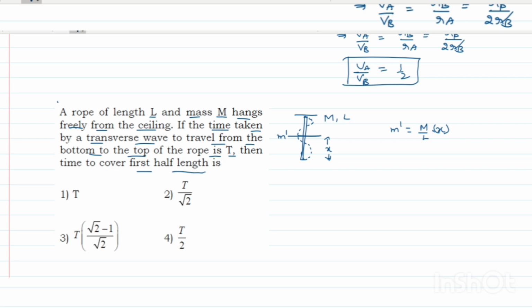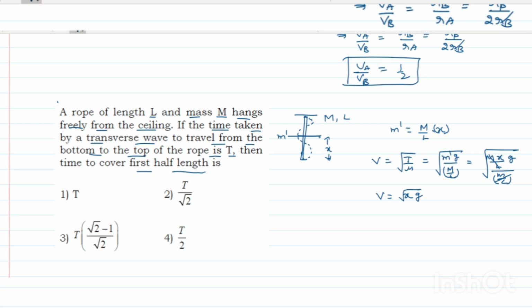This is the mass at a particular distance X that we will be getting. Then V equals root over T by mu, which is T as M dash into g, divided by the mass per unit length. When you substitute this value, M into X by L into g, divided by M by L, the M by L and M by L get cancelled. So the velocity value will be root over x into g. So at a particular distance, the velocity is root x into g.